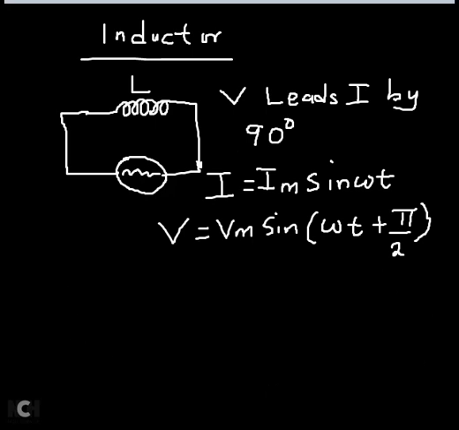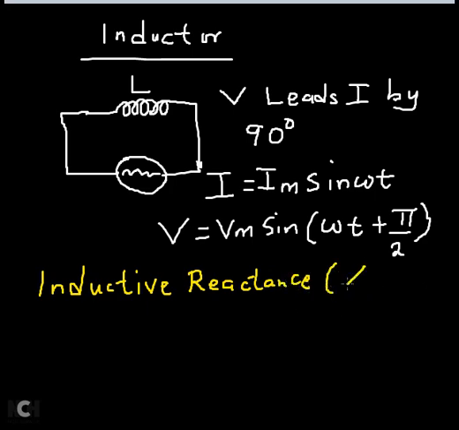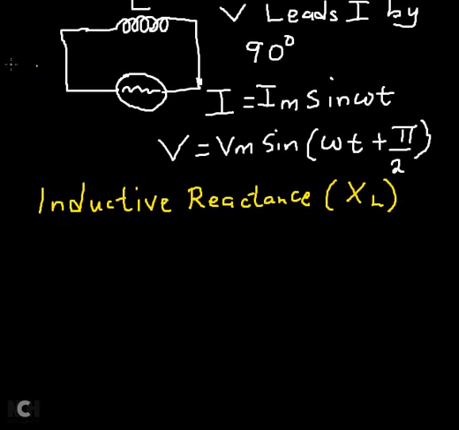So now the next thing we are going to look at, as usual, is the opposition to the flow of alternating current by the inductor, known as the inductive reactance. This time around the symbol is going to be XL.